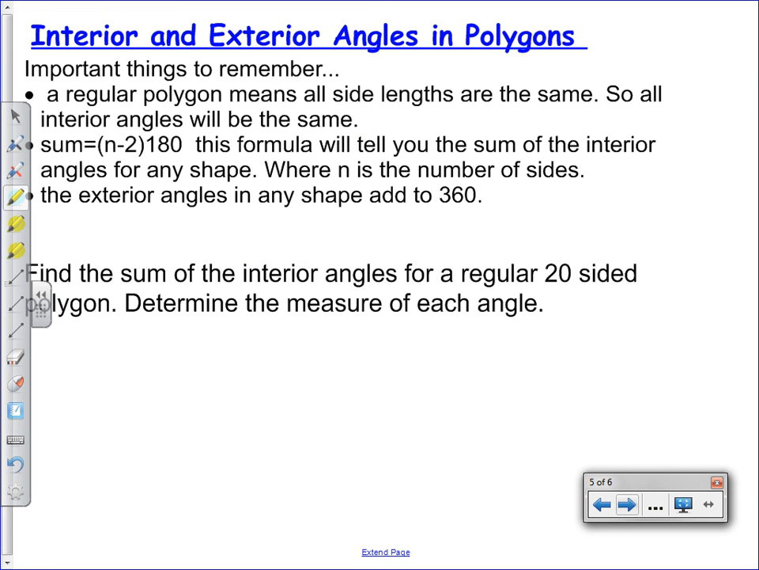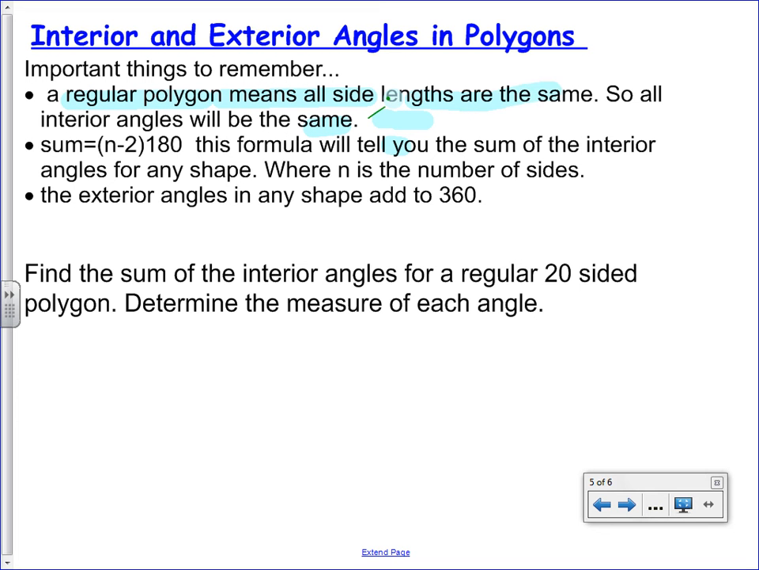All right, interior and exterior angles in polygons. This is the last little bit. It says important things to remember. A regular polygon means all side lengths are the same, so all interior angles will be the same. You definitely have a question like that in your practice page today. I have here the sum. You have to remember this formula: bracket n minus 2 times 180. This formula will tell you the sum of the inside angles for any shape, where n is the number of sides. Then, as a last point, the exterior angles in any shape add to 360.